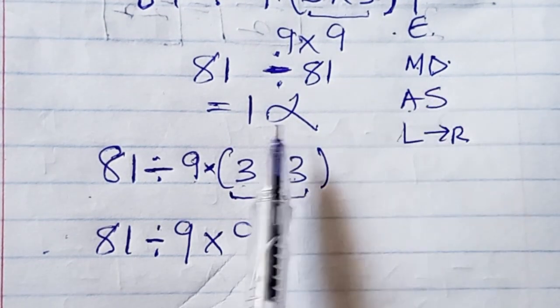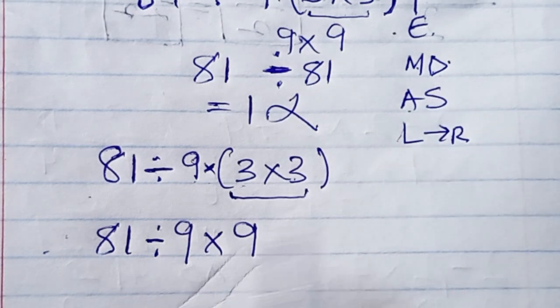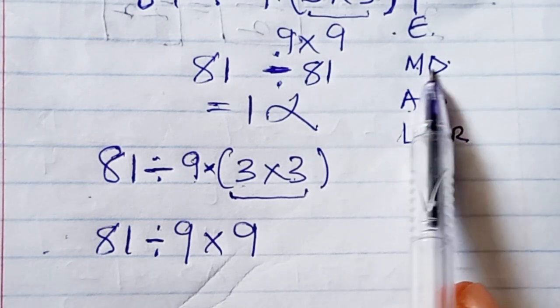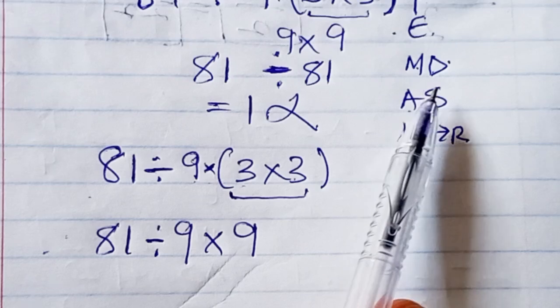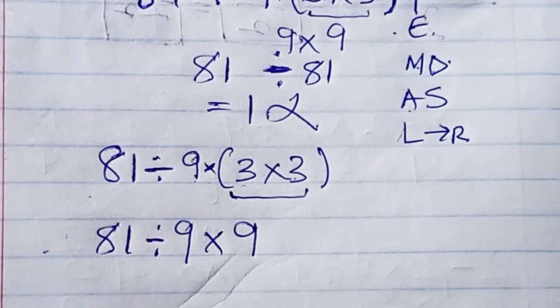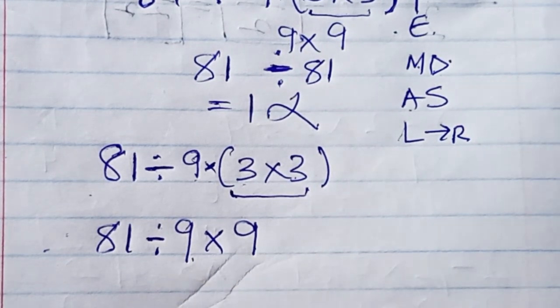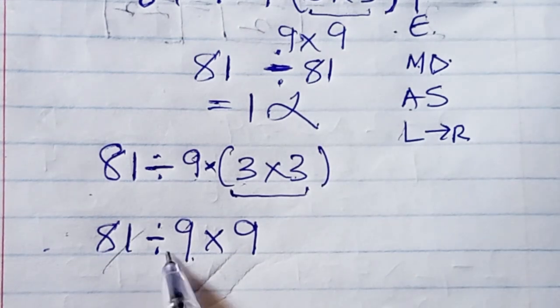parentheses. So what are we doing next? We are doing division, because PEMDAS says we have to do division following the rules left to right. So if we follow the rules, if you do multiplication first, you will not get the answer correctly. So we have to do division next.